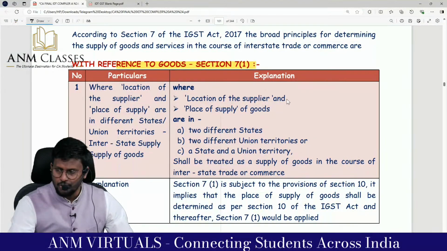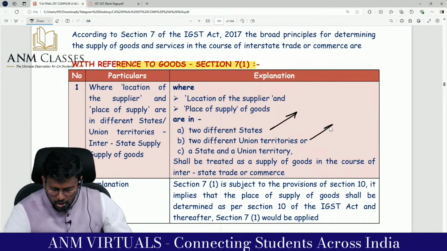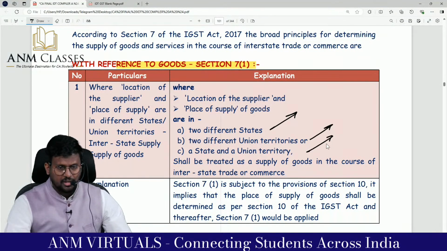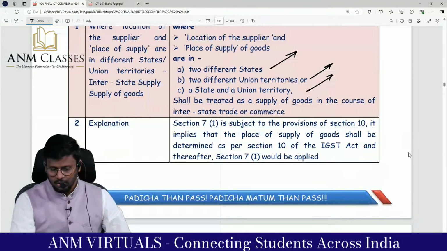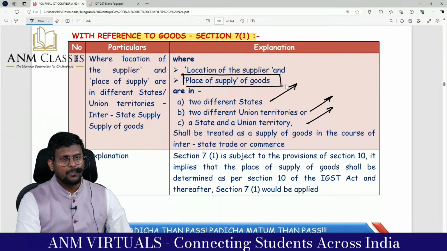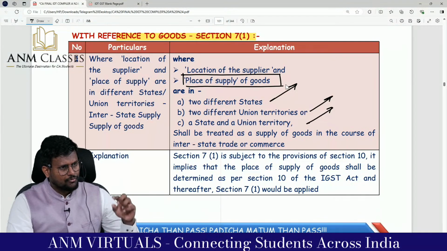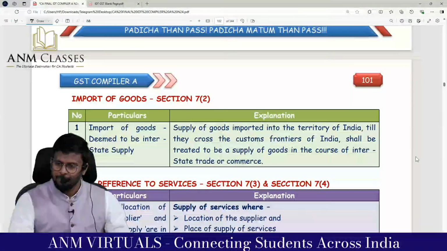Goods, where the location of the supplier of goods and the place of supply of goods are in 2 different states, 2 different union territories, or a state and a union territory, shall be treated as supply of goods in the course of interstate trade. That means you are supposed to find out the place of supply of goods. You have to first go and visit section 10 of the IGST Act, then come and visit section 7 subsection 1 of the IGST Act.